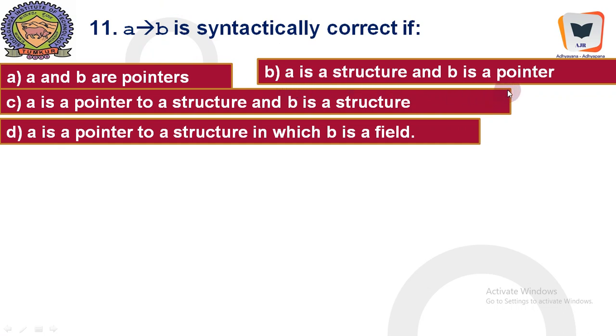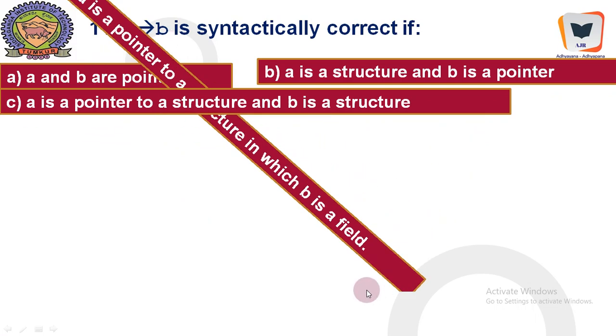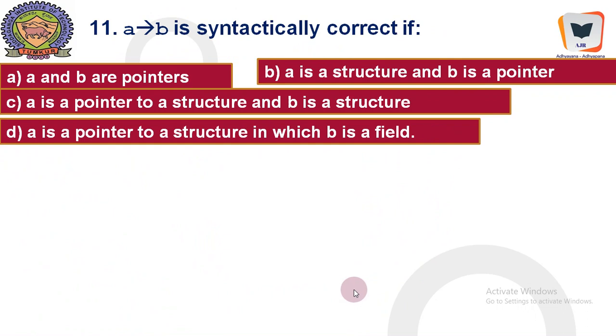A is a structure and b is a, no, this is also wrong. A is a pointer to a structure and b is a structure. No, this is also wrong. A is a pointer to a structure, sure, in which b is a field. This is the only way. Whenever we declare a pointer to a structure, each and every field or member of a structure should be accessed with the arrow operator. That is the syntax. Therefore, this is the correct answer.